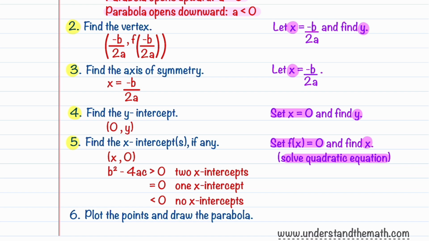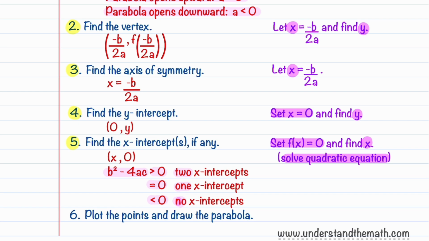I want to point out that you can determine how many intercepts you have by looking at what's called the discriminant, which is b squared minus 4ac. If it's greater than 0, you have 2 intercepts. If it equals 0, you have 1. And if it's less than 0, you have no x-intercepts. I'm actually going to do an example of each one of these so you can see how that works.